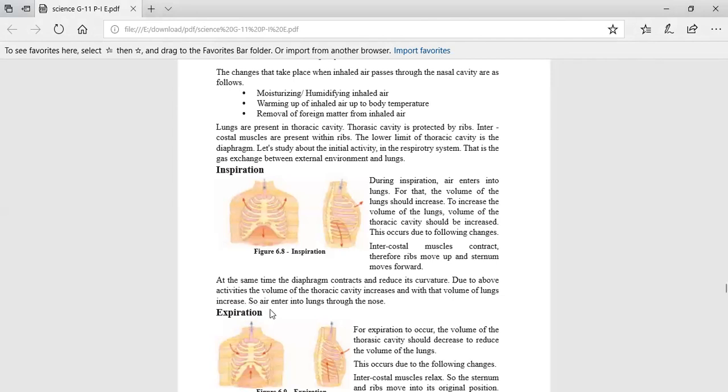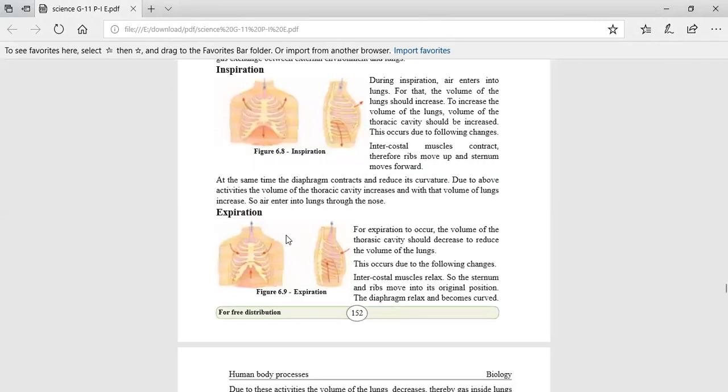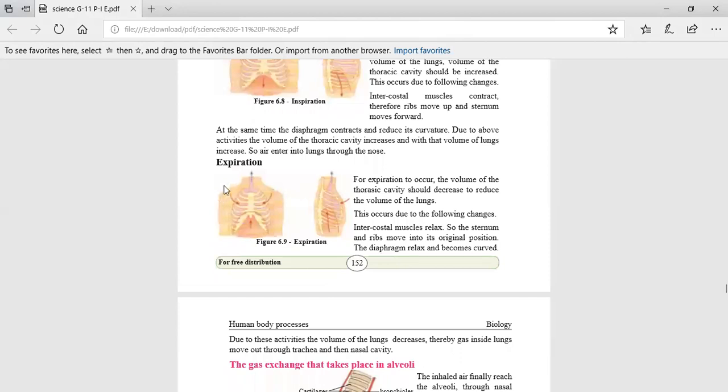So air enters the lungs through the nose. When the thoracic cavity increases, air can get into the lungs easily. That is inspiration. Right? What is expiration?